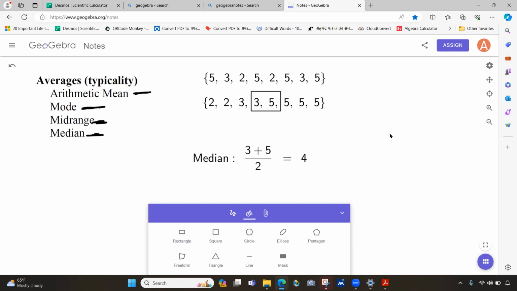If the data set has an even number of points, that's why we say points, we don't want to say number of numbers, you add the two middle numbers. First, you rank order the data set. You add the two middle numbers and divide by 2. You get the median. Done.